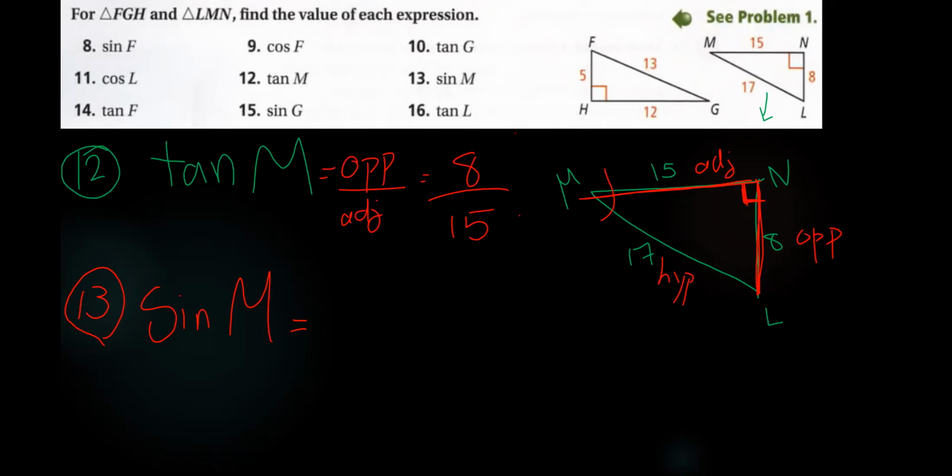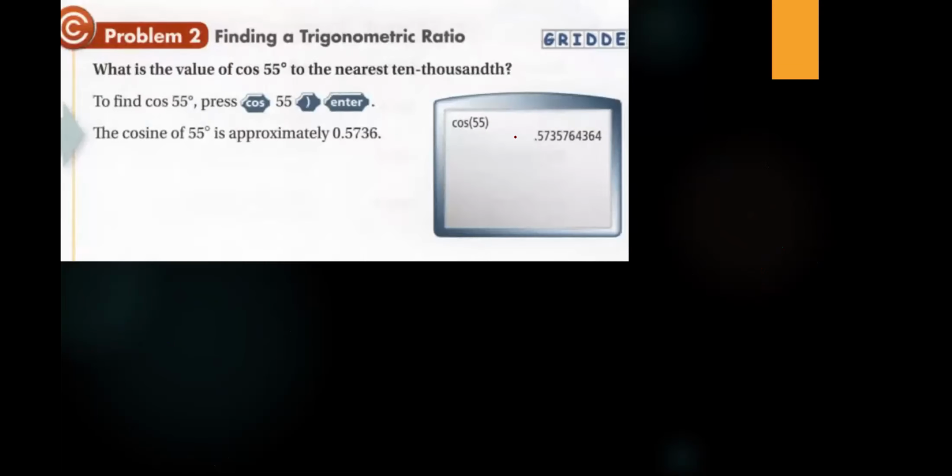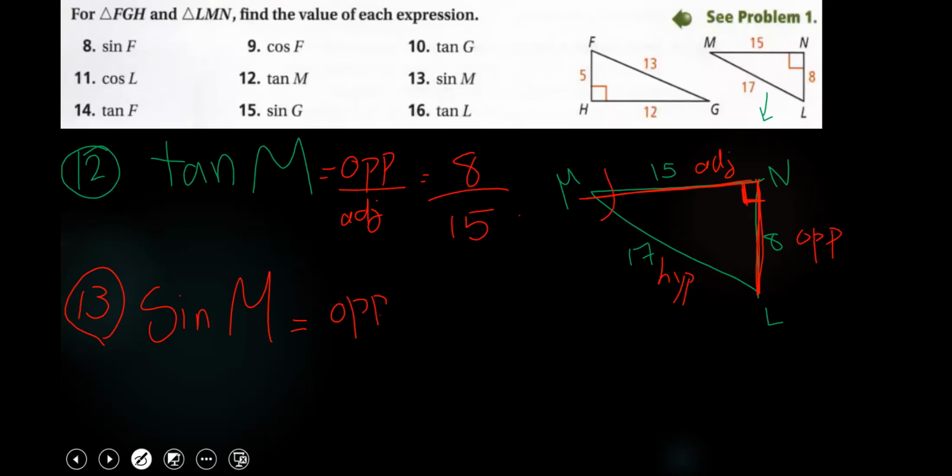Yes, Sarah. Sine is the opposite over the hypotenuse. Bravo, 8/17. Thank you. Now, number 14, we solved it before. Now let's solve number 15.